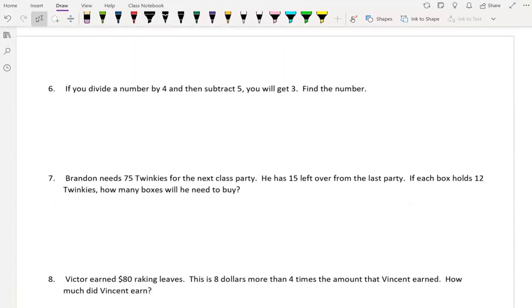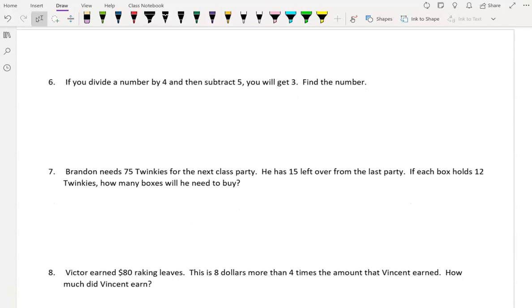On to question number 6. Now this one's a little bit different. It's not really a story problem. It's just kind of a math situation. But if you divide a number by 4 and then subtract 5, you will get 3. We're going to find the number. So what's our question? Well, we have to find the number. And we are just going to let x equal the number.